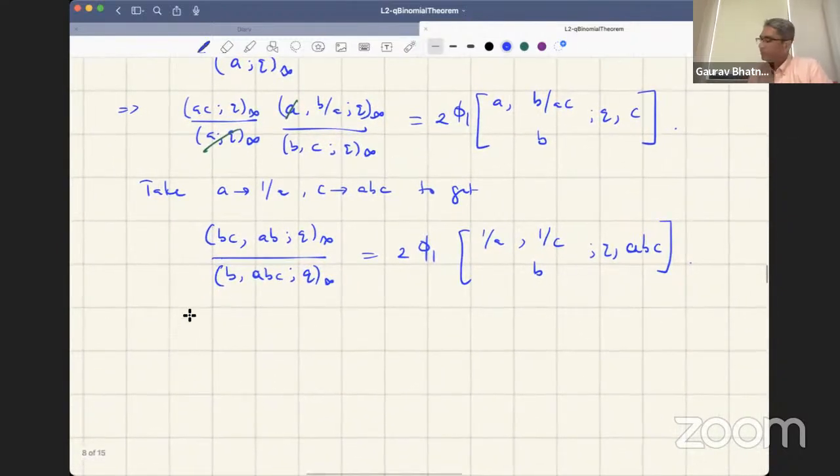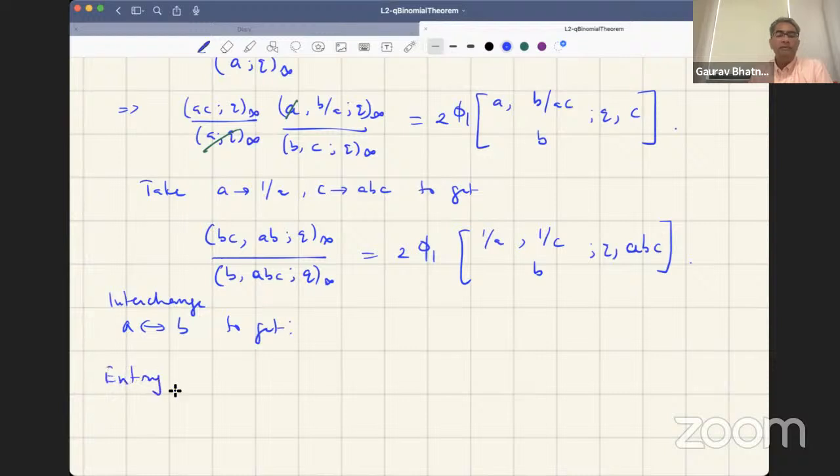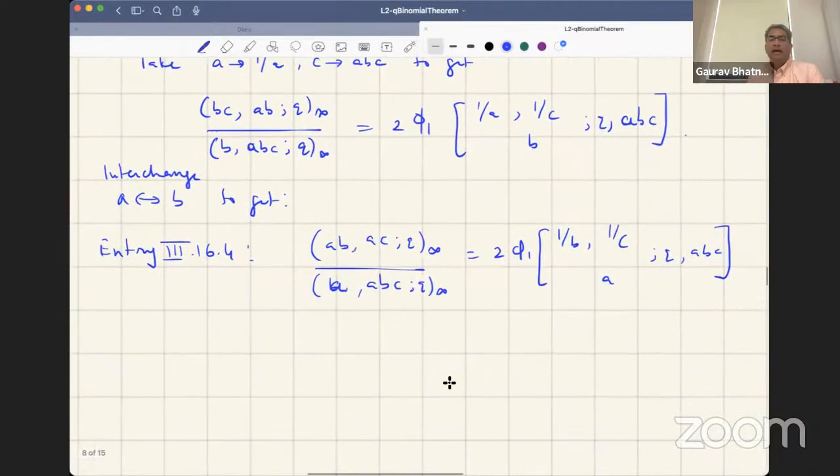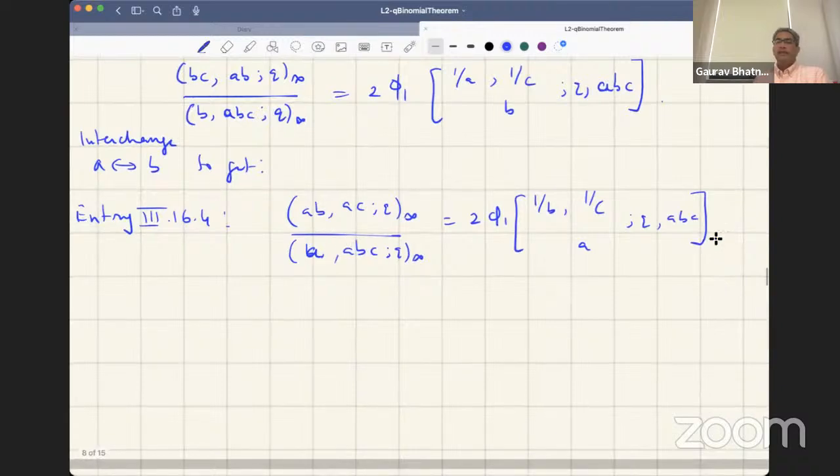Right. So the way Ramanujan wrote it was by interchanging A and B. So interchange to get, now we get another entry of Ramanujan. This is 316.4. And this says that AB, AC, Q infinity, and A and ABC, Q infinity is equal to 2 phi 1, 1 over B, 1 over C, A, Q, ABC. So this is an entry, and again, ABC has to be less than 1 and Q has to be less than 1 for this to make sense. And this is called a Q analog of Gauss's sum.